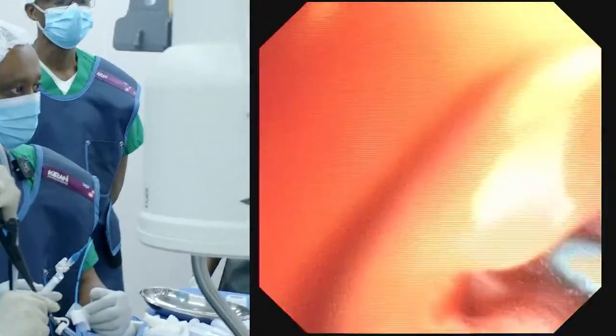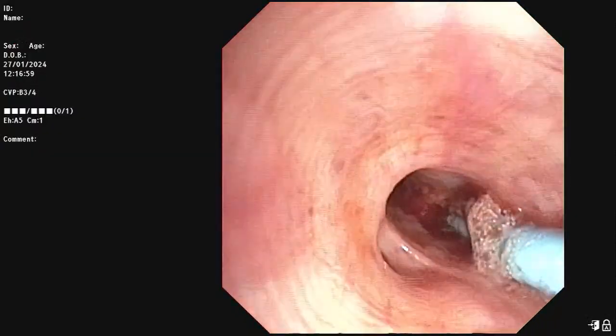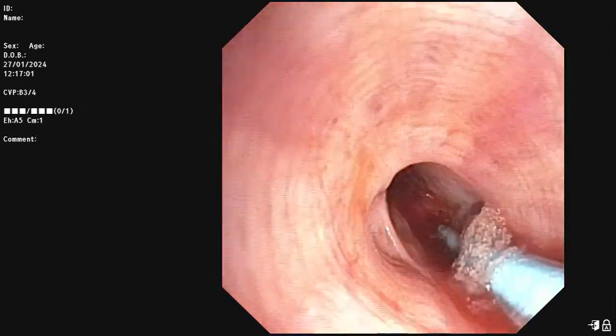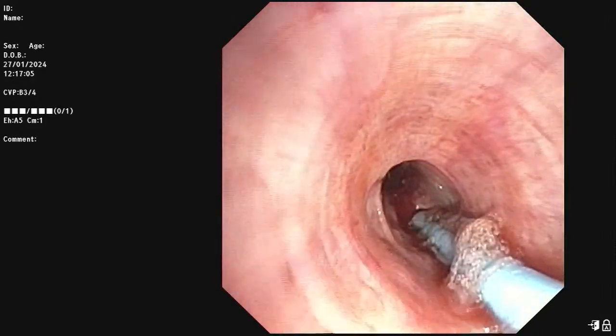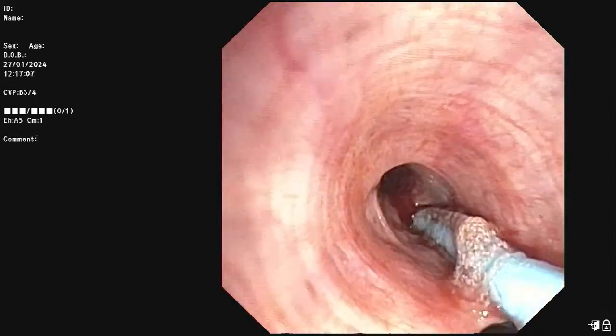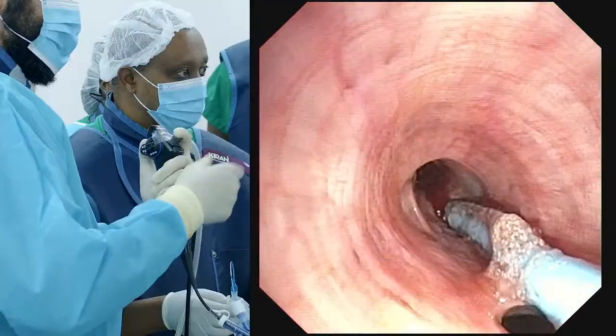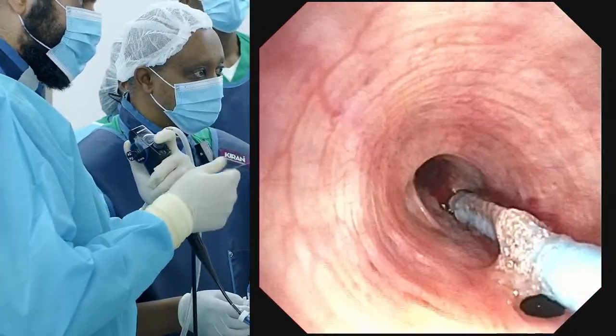No, nothing there. Okay, good. You want to take another sample? Cryoprobe. So you can see there isn't much bleeding, and we're happy with our balloon, so we're going to go back for a third sample.